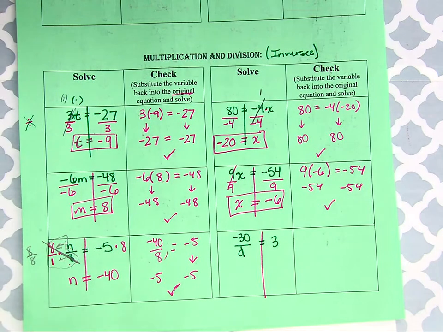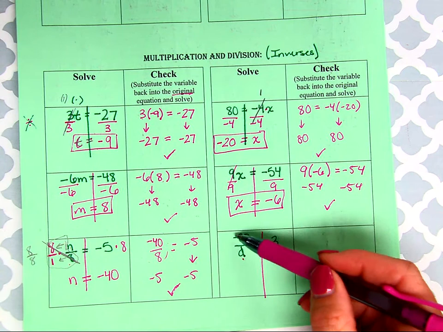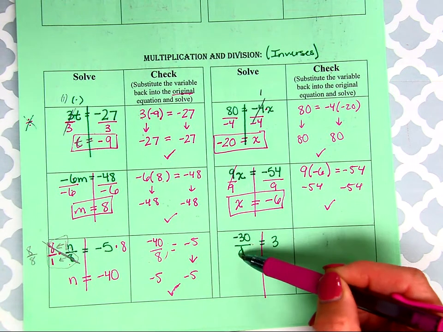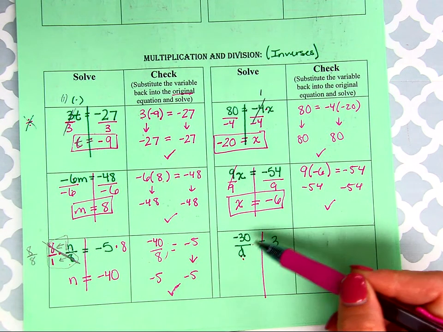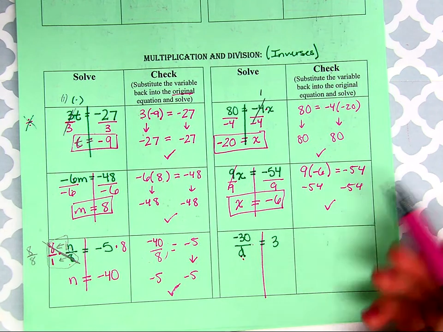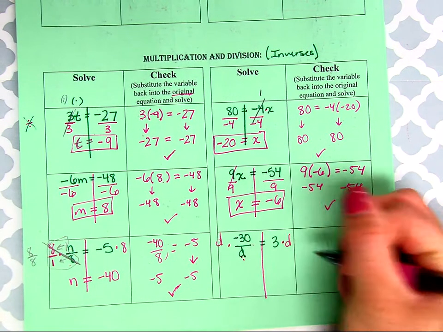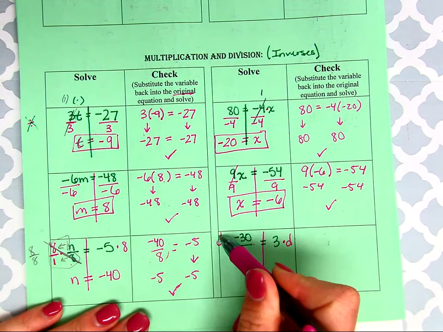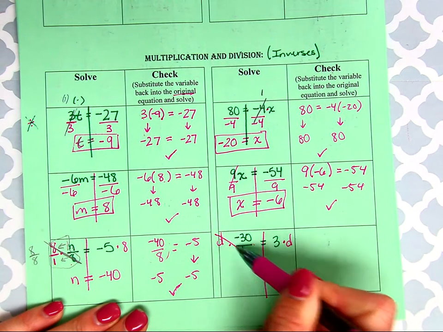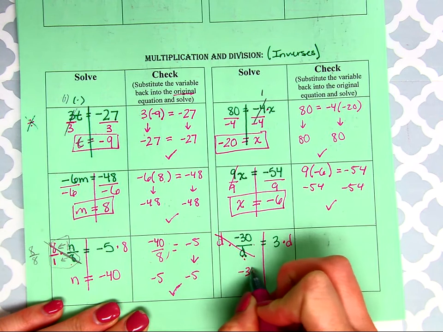So we're dividing by d here, right? If I read this out loud, it's negative 30 divided by d. So I have to multiply by d also, my variable. Because what that does is, it's still canceling my variable. I've got 1 on the top, 1 on the bottom. And I have negative 30 left on this side.